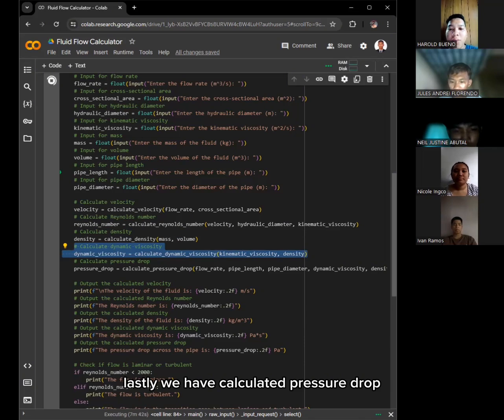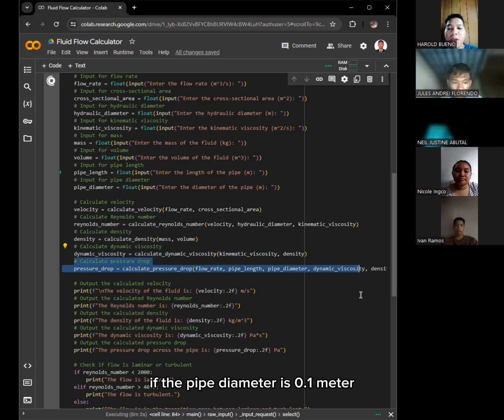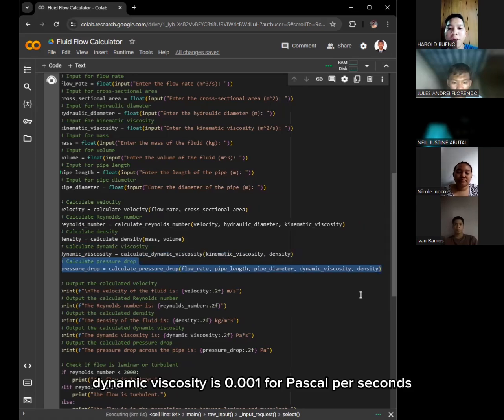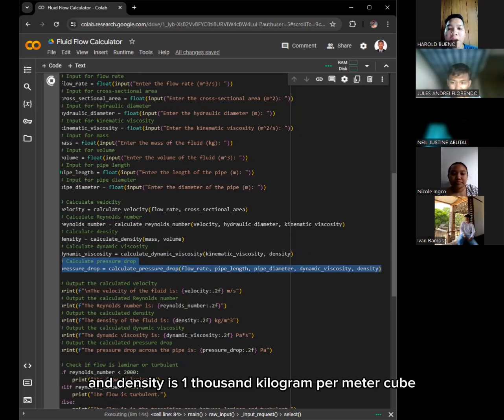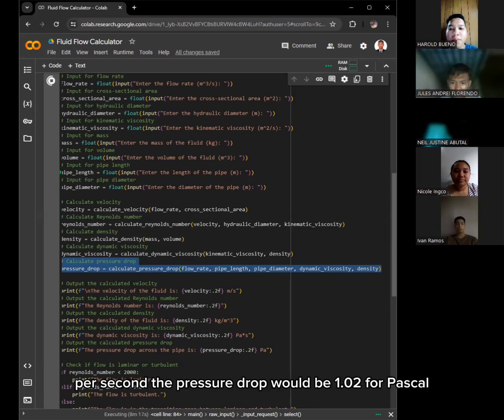Lastly, we have calculate pressure drop, which is the most complex function. It uses the Darcy-Weisbach equation to find the pressure loss over a given pipe length. For example, if the flow rate is 2 meter cubed per second, pipe length is 10 meters, pipe diameter is 0.1 meter, dynamic viscosity is 0.001 Pascal second, and density is 1,000 kilograms per meter cubed, the pressure drop would be 1.02 Pascal.